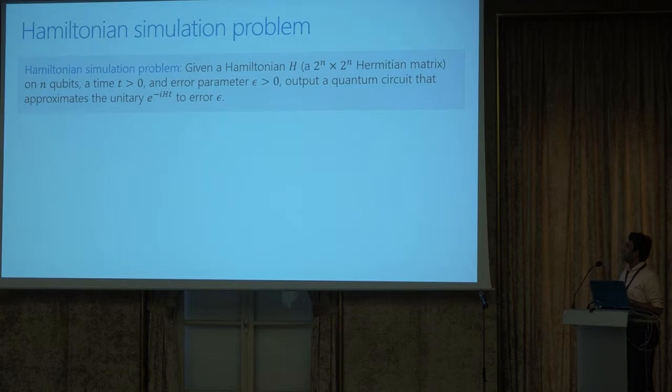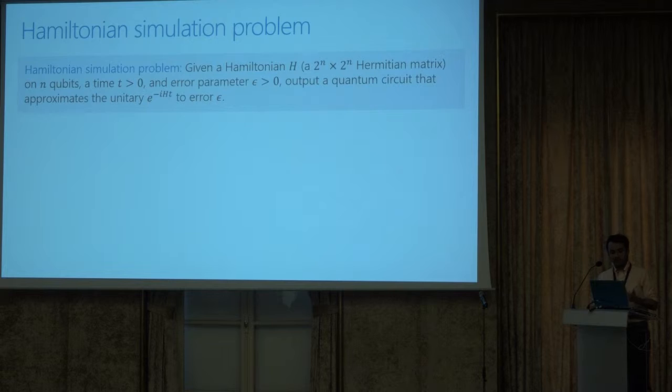So the goal is just to implement this unitary e to the minus iHt. As I said before, H is a 2 to the n by 2 to the n Hermitian matrix, and it turns out if you exponentiate a Hermitian matrix in this way, you will get a unitary. And so it's something that can actually be represented by a quantum circuit.